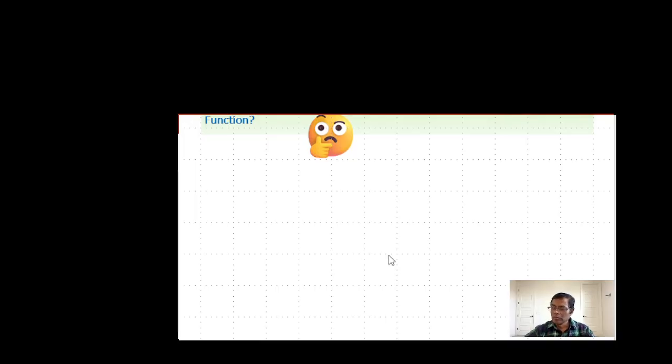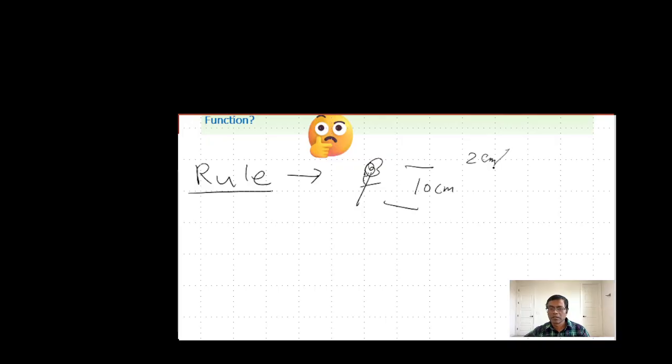If you want to understand a function in very simple terms, then we can call it a rule. So a function is a rule. How is it a rule? Say I have a plant, and it is growing. Initially, it is 10 centimeters, and every week it grows 2 centimeters. So this is a kind of rule.